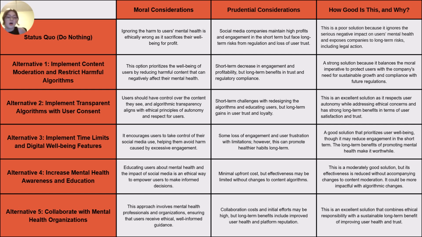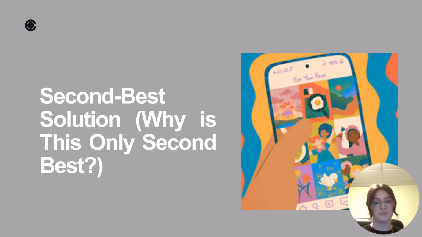And then finally, alternative 5. This approach involves mental health professionals and organizations, which ensures users are receiving ethical, well-informed guidance. However, collaboration costs and initial efforts may be high, which can be undesirable for corporations, but the long-term benefits include improved user health and platform reputation. This is an excellent solution that combines ethical responsibility with sustainable long-term benefits of improving user health and trust, but it may be very difficult to get corporations on board with that.